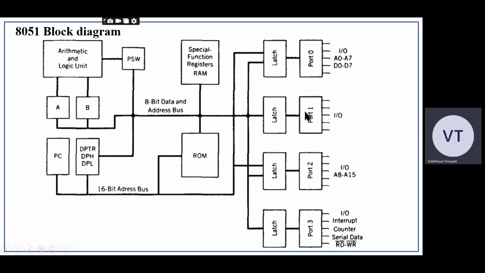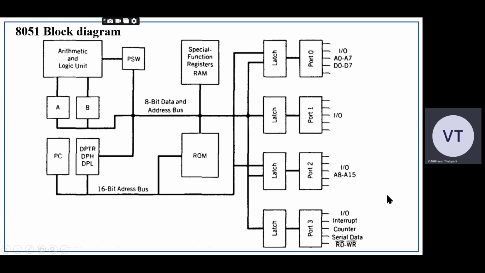Port 0, port 1, port 2, and port 3. Using these ports, we can send data to the outside world, and we can take data into the microcontroller. All these connecting lines are the buses. A bus is a group of wires. That bus may be a 16-bit address bus or an 8-bit data bus. You may be taking data from a device into the microcontroller, or sending data from the microcontroller onto a device. That data goes out through, or comes into the microcontroller through, this data bus.